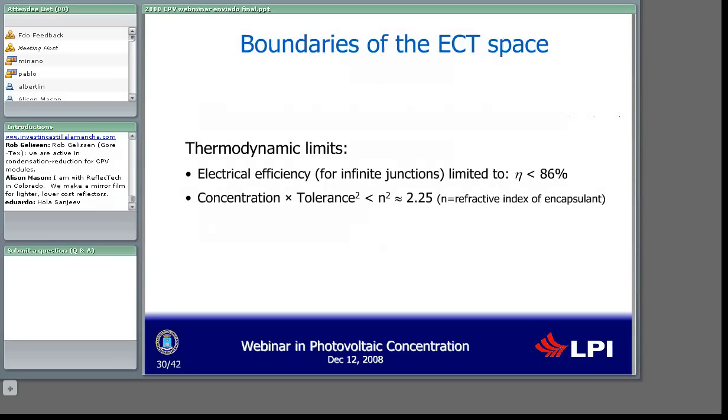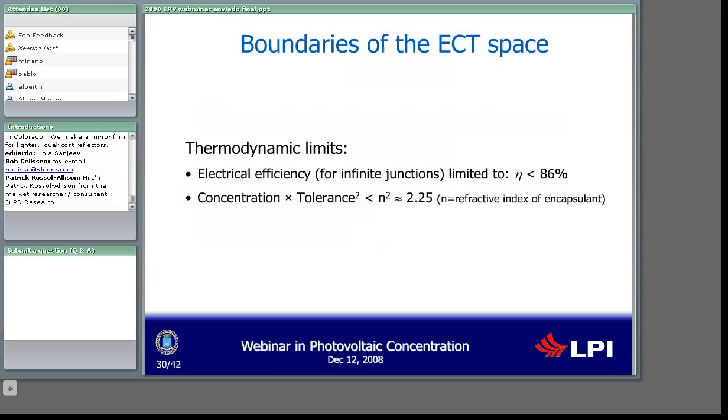That space, or three-dimensional space, has boundaries that are given by the thermodynamic limits. For instance, electrical efficiency can't be bigger than 86% according to thermodynamics. This is for the case of using infinite junctions in the multi-junction solar cell.